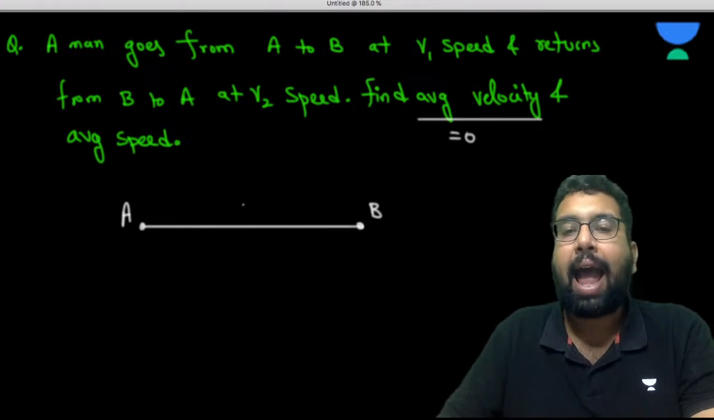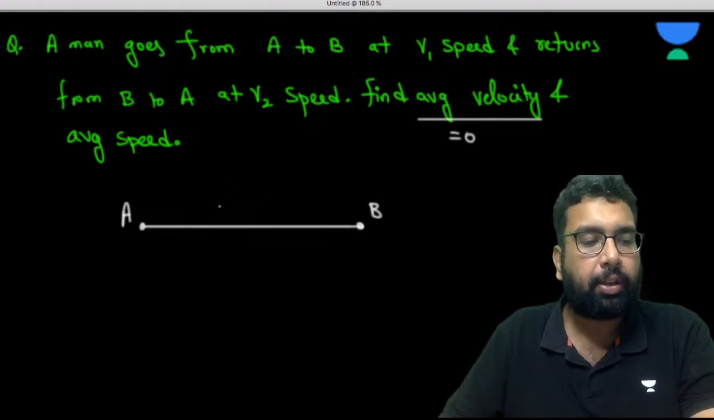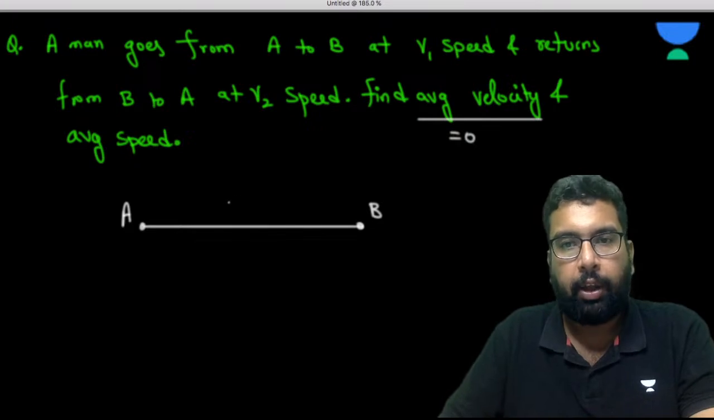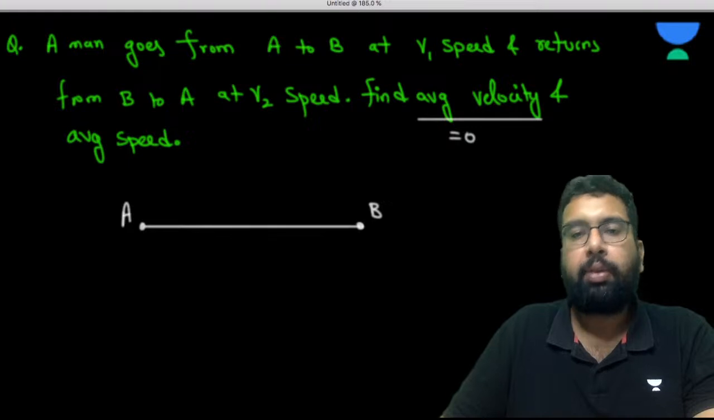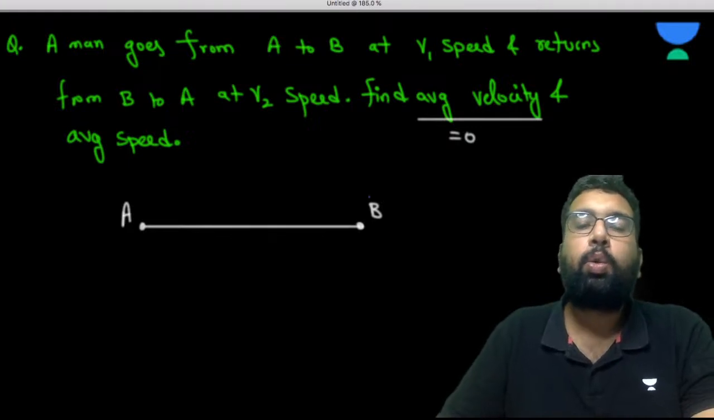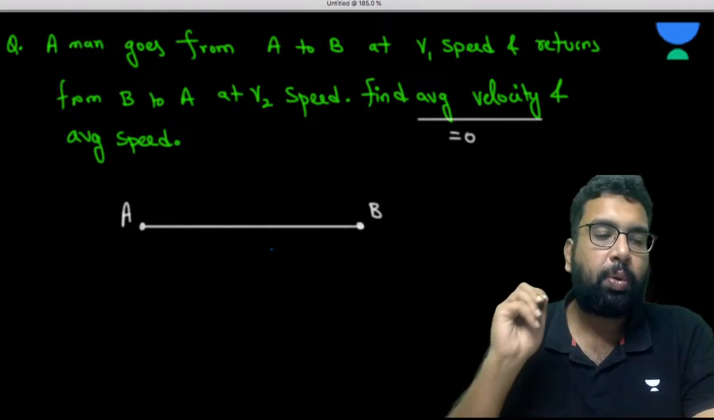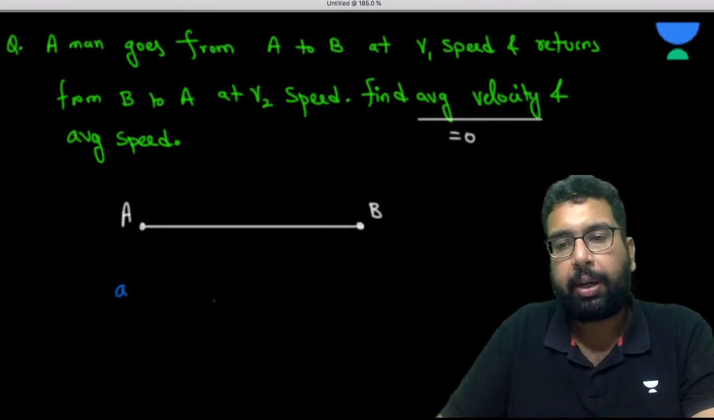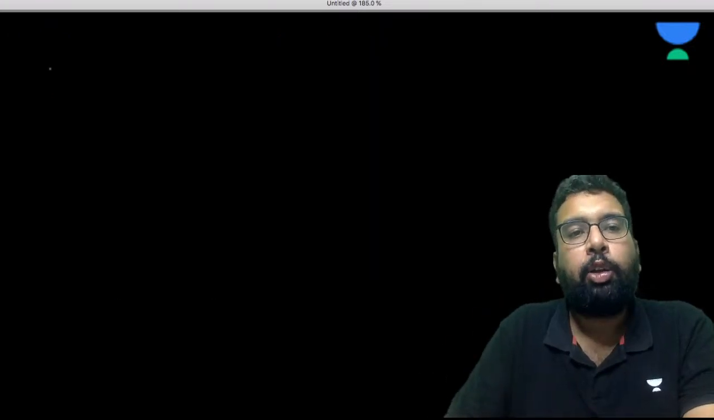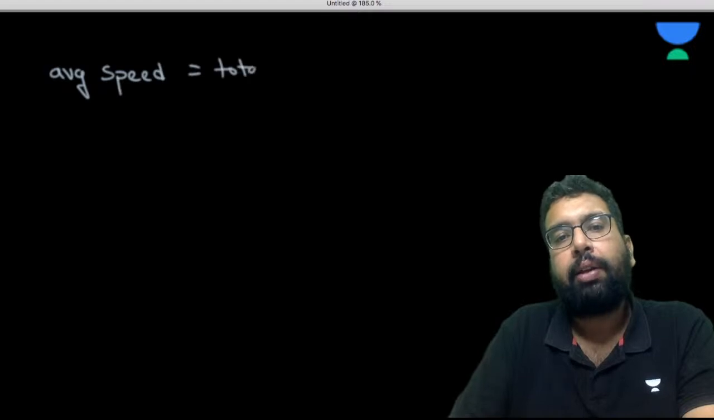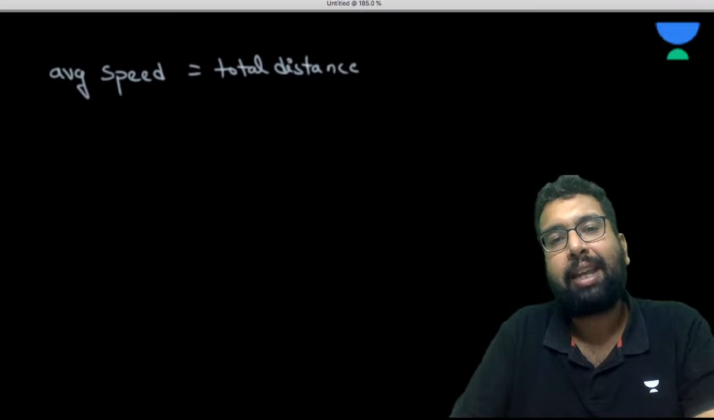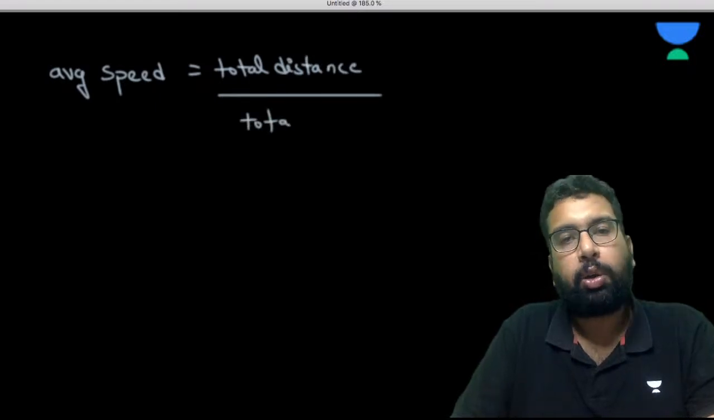And now, what is going to be the average speed? Average speed is total distance upon total time. Now please try to understand this. Here you have to be cautious, I must say. Total distance upon total time.